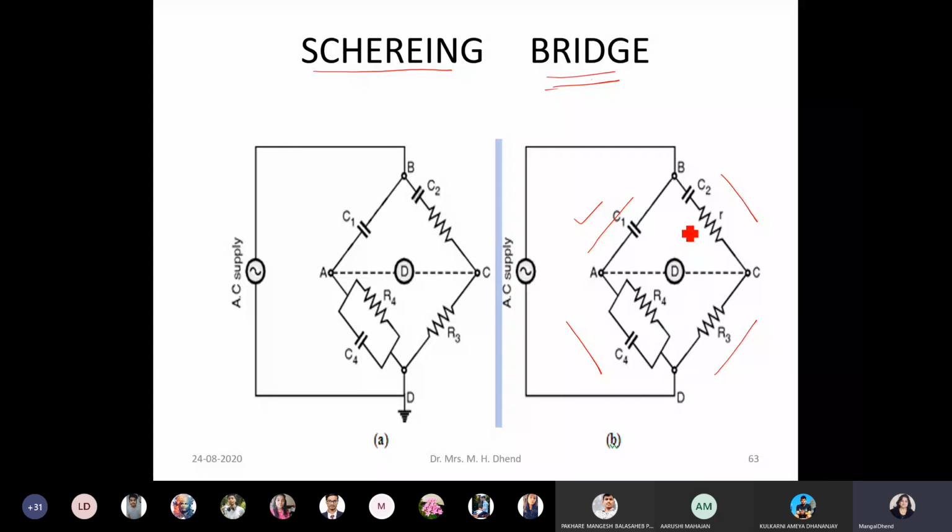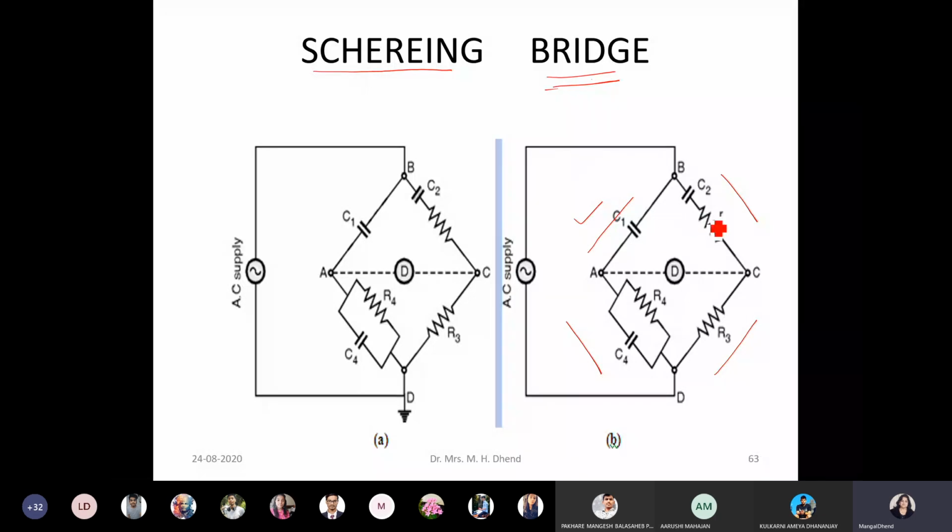If you want to measure any component, suppose resistance, capacitance, or inductance, there are a number of bridges you can consider in measurement. To measure resistance, Wheatstone's bridge is used. To find inductance, you can use another bridge, Campbell's bridge. To measure tan delta or capacitance, you can use the Schering bridge. So a number of bridges are there for finding different components.